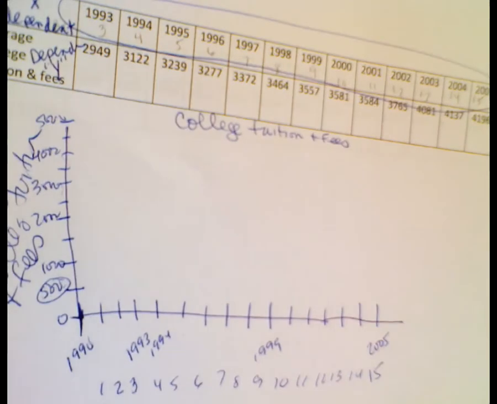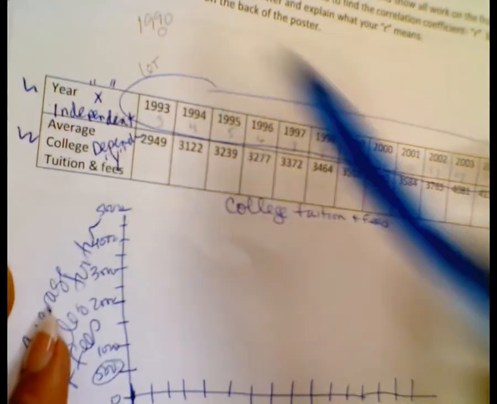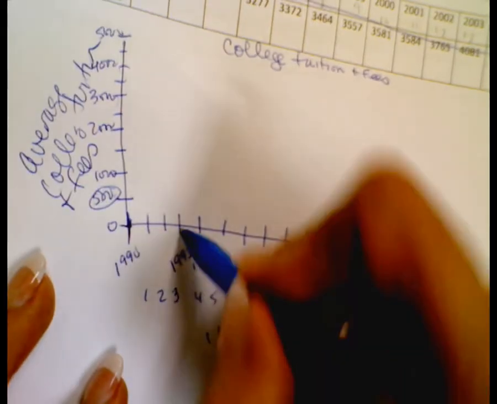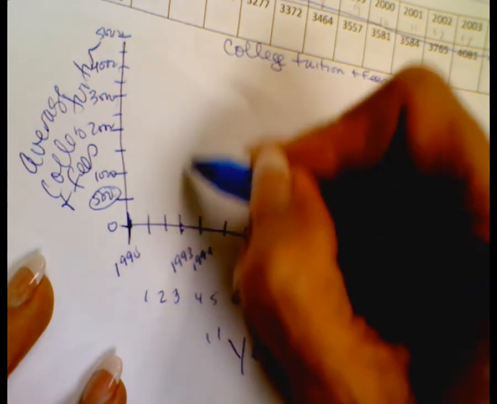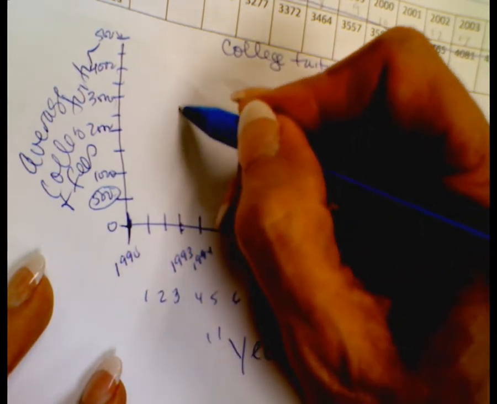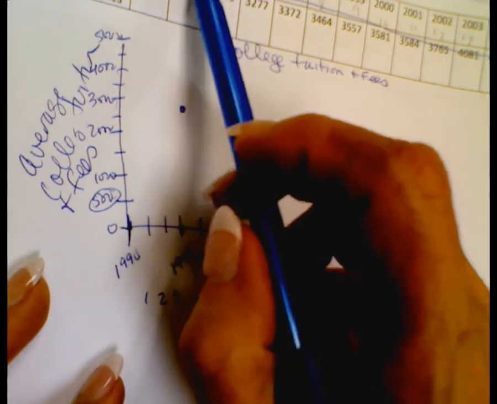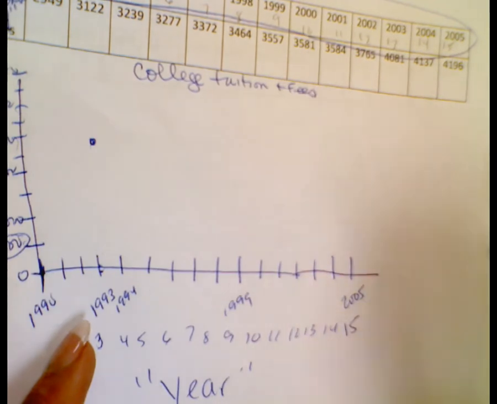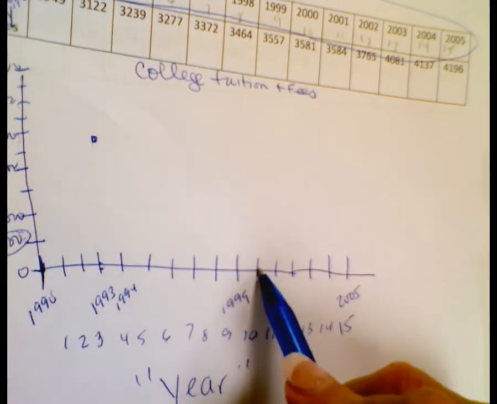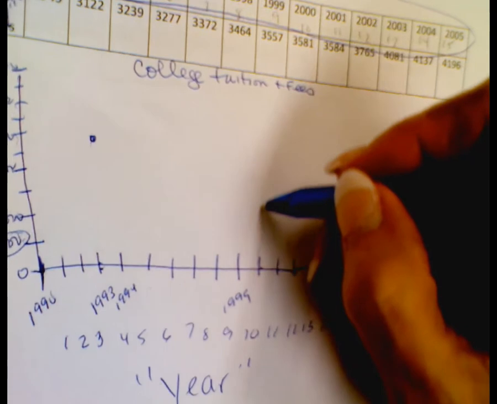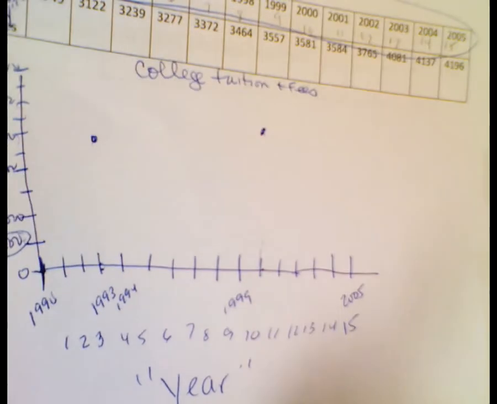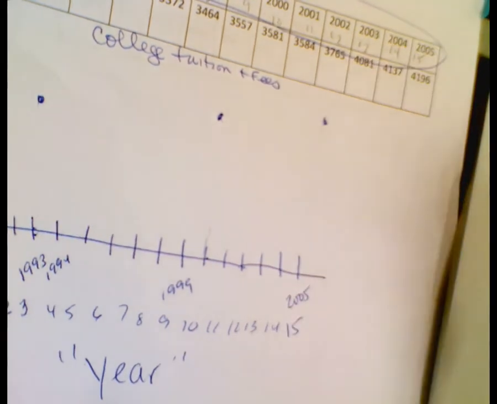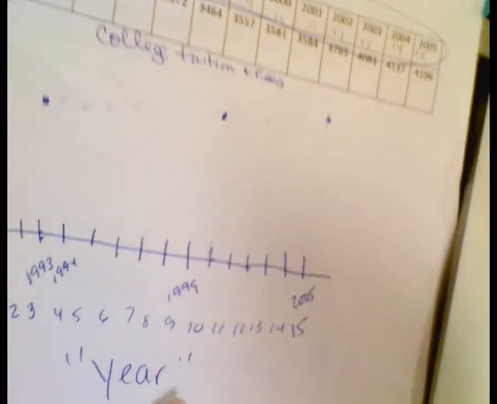Okay, here we go. So we're going to do a plot. So 1993 is the third one, 2,949. So find number 3 right here, 2,949. Go up to about right here, draw a dot. The second one, I'm going to skip around. I'm not doing all these. I'm just giving you a sample. 2000, 3,581. So 2000 is right here, and it's about 3,581. So I'm going to go up here and draw a dot. The last one, 2005, 4,196 is about right here. Just go ahead and do all your dots. And they should be something like this. But do all your dots.